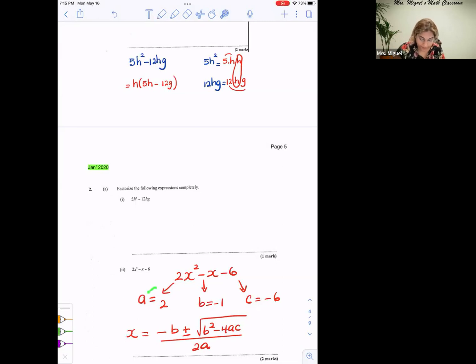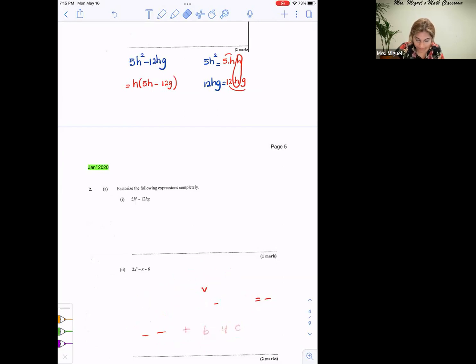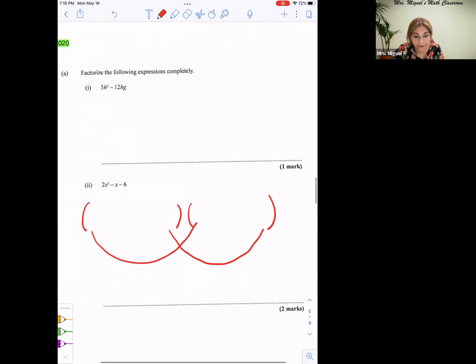You know what? They didn't say to solve. They said to factorize. So let me try it using trial and error. You must know what will give me 2x. So we're doing it first, last. So do that for me. Let's try it. They didn't say to solve, just factorize. What are the factors that will give you 2x squared? Does anybody know? What factors will give me 2x squared?